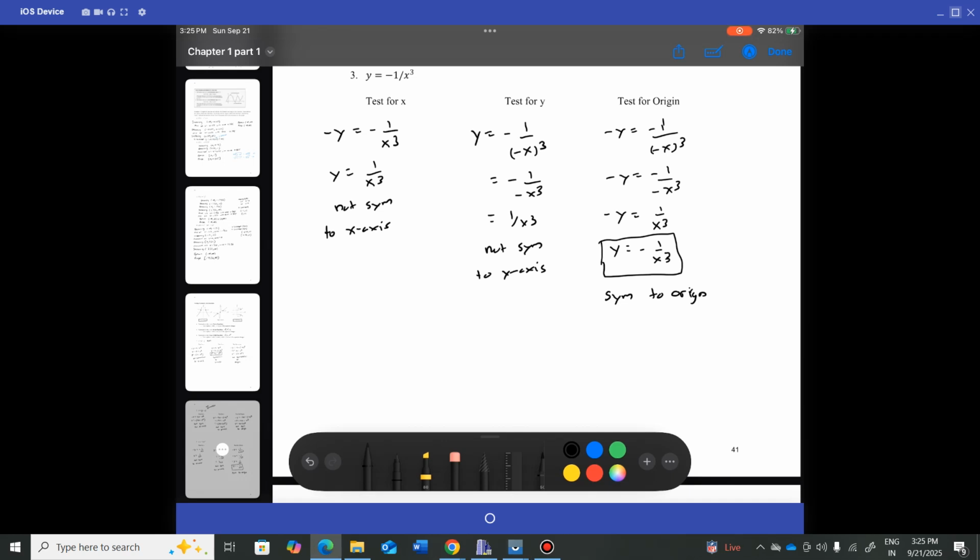Alright, so there's two types of functions that have symmetry to origin: odd functions and rational functions can be. Even functions are symmetrical to the y-axis, and then certain types of non-functions are symmetrical to the x-axis.